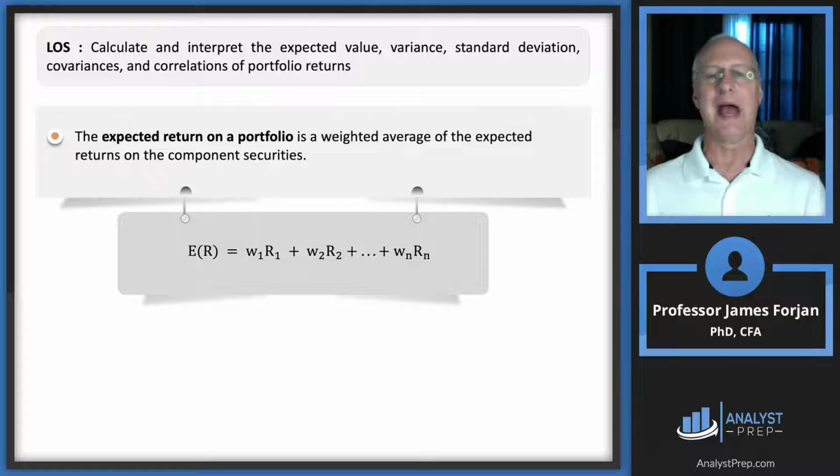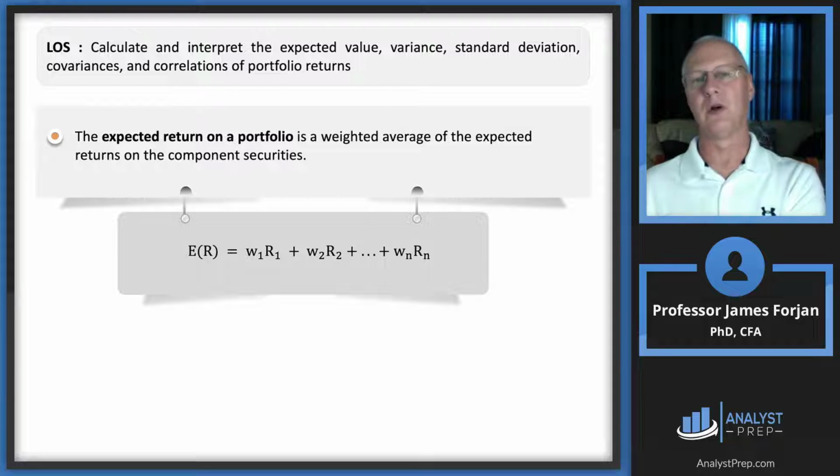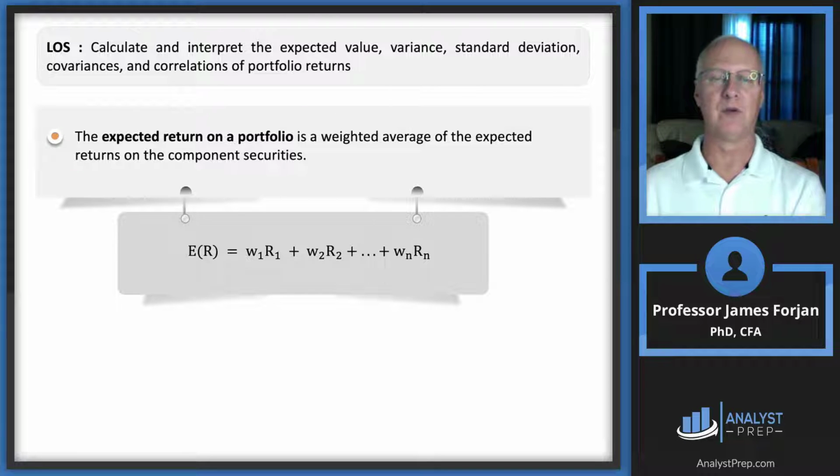So if we have 3 assets, let's say asset 1, 2, and 3, they have expected returns of 10, 20, and 30%. Well, the expected return on the portfolio is going to depend on how we allocate. All right, so this is an asset allocation question. What is our weight 1, our weight 2, and our weight 3? Now, of course, those weights have to sum to 1.